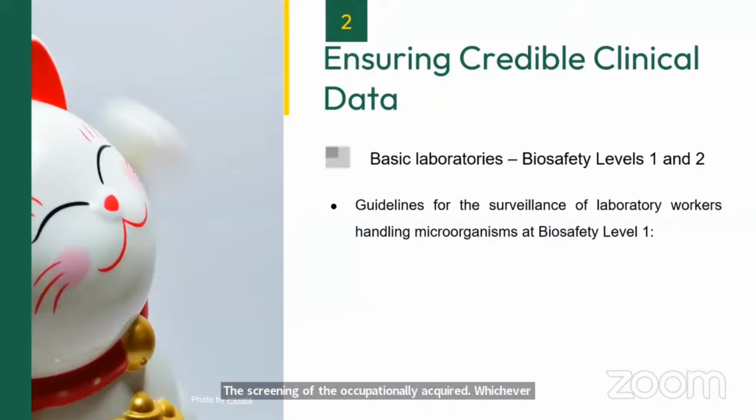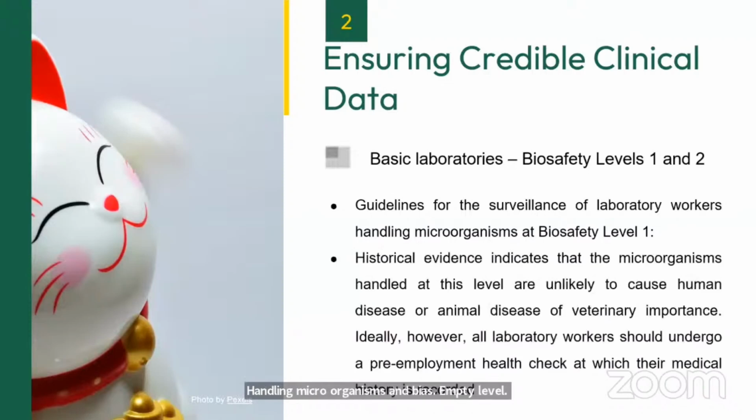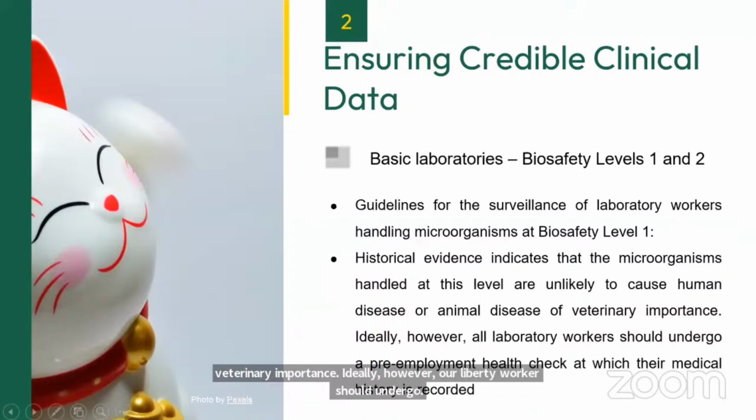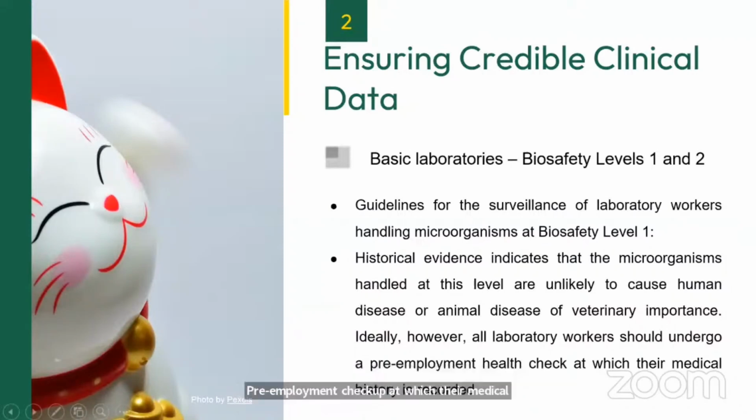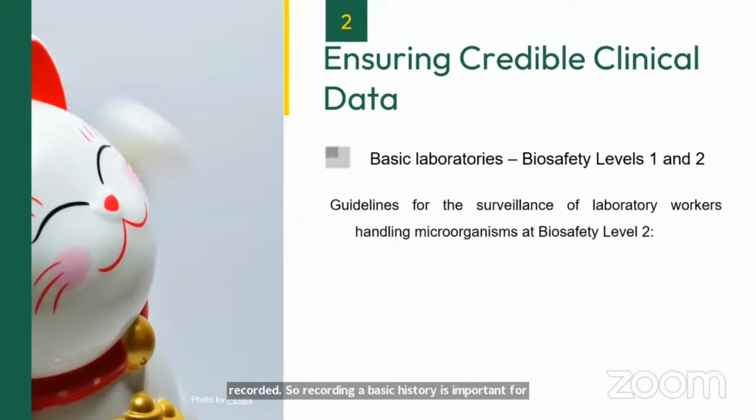Guidelines for surveillance of laboratory workers handling microorganisms at biosafety level 1. So here the guidelines also give the surveillance requirements. Historical evidence indicates that microorganisms handled at this level are unlikely to cause human diseases or animal diseases of veterinary importance. Ideally, however, all laboratory workers should undergo a pre-employment health checkup at which their medical history is recorded. So recording a basic history is important for pre-employment at biosafety level 1.